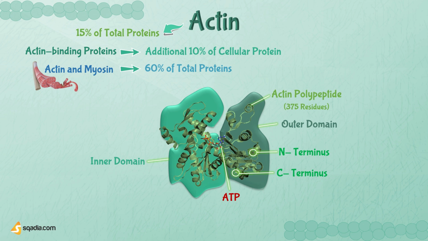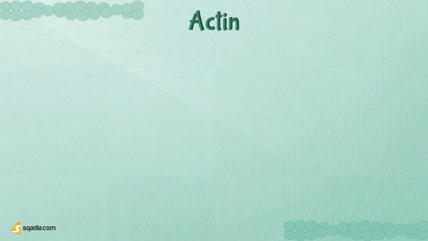Fun fact. The two domains are folded in a similar fashion, hinting that the actin gene might have emerged from the duplication of an ancestral gene. Evolution at its finest. Well, these domains are further divided into subdomains, 2 each. Means there are total 4 subdomains of actin. Subdomain 1. Subdomain 2. Subdomain 3. And subdomain 4.